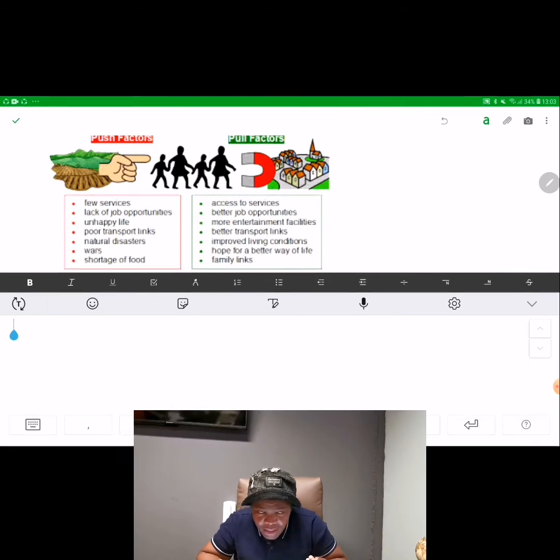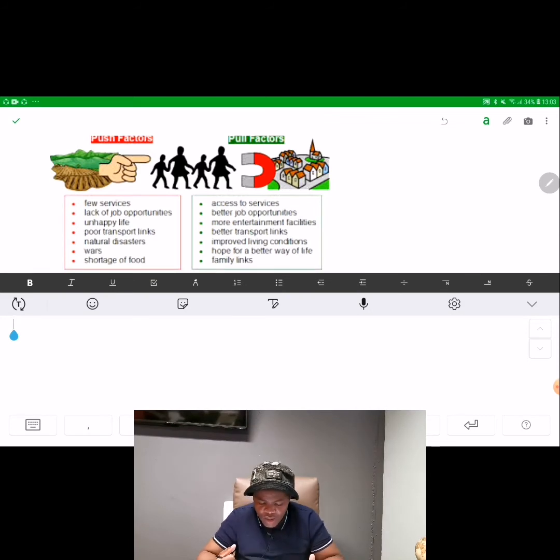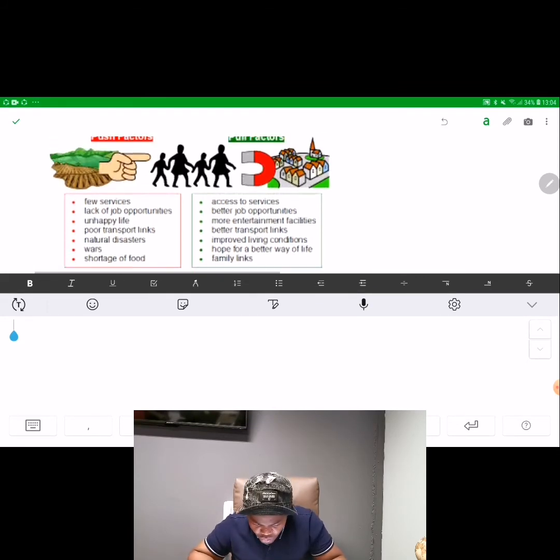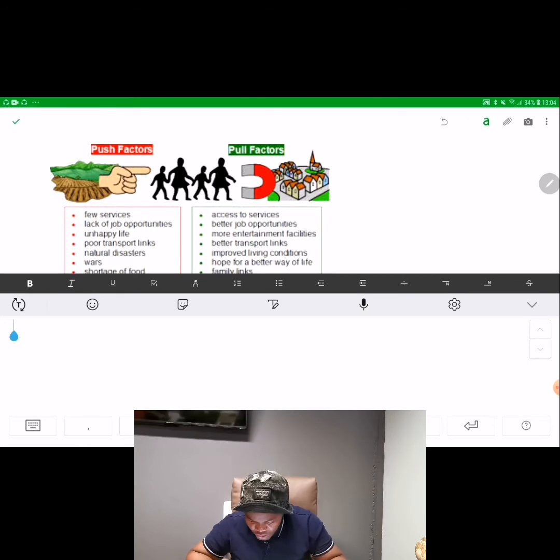The more entertainment facilities also attract people to move into urban areas. And then again, people move from rural areas for improved living conditions, especially in urban areas. And people move because of the hope for a better way of life. And then lastly, family links can also be pull factors that attract people to move from the rural areas into what? Into the urban areas. All right. So those were the pull and the push factors.